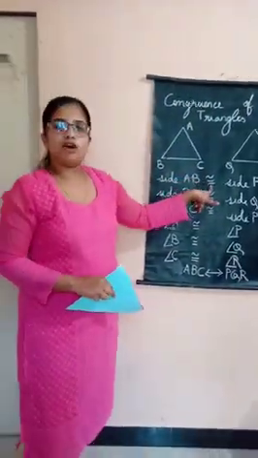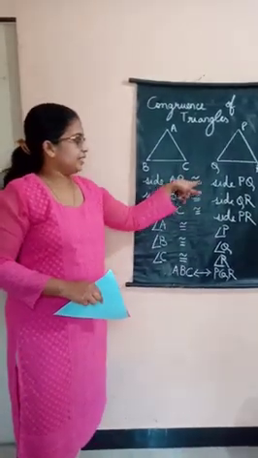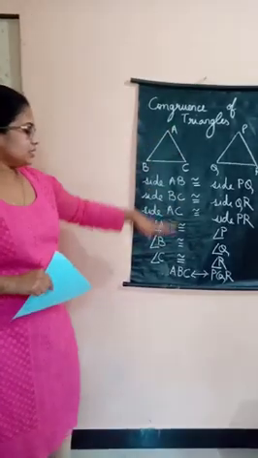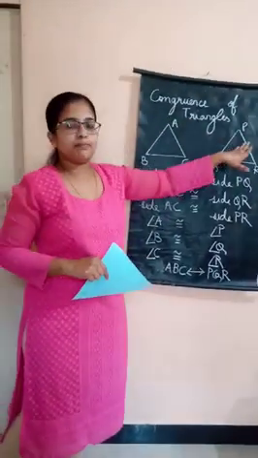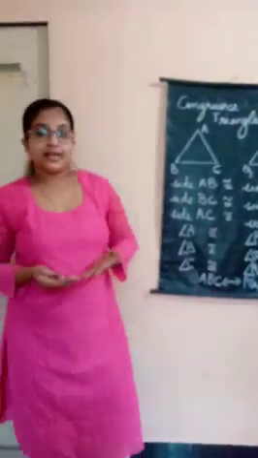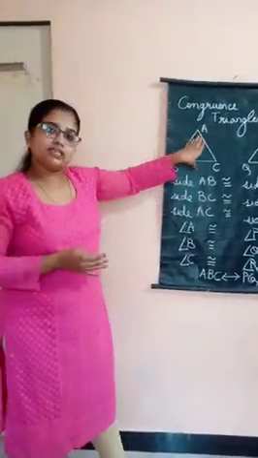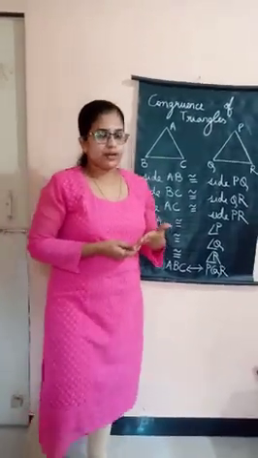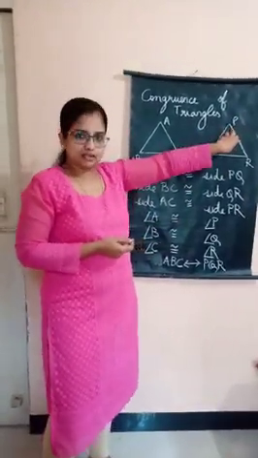This is the symbol for congruency. It has an equal to sign with a worm-like structure on top. So this is how you write congruency between two triangles. And if two triangles are congruent, it means all the 6 elements of the first triangle would be congruent to the corresponding 6 elements of the second triangle.